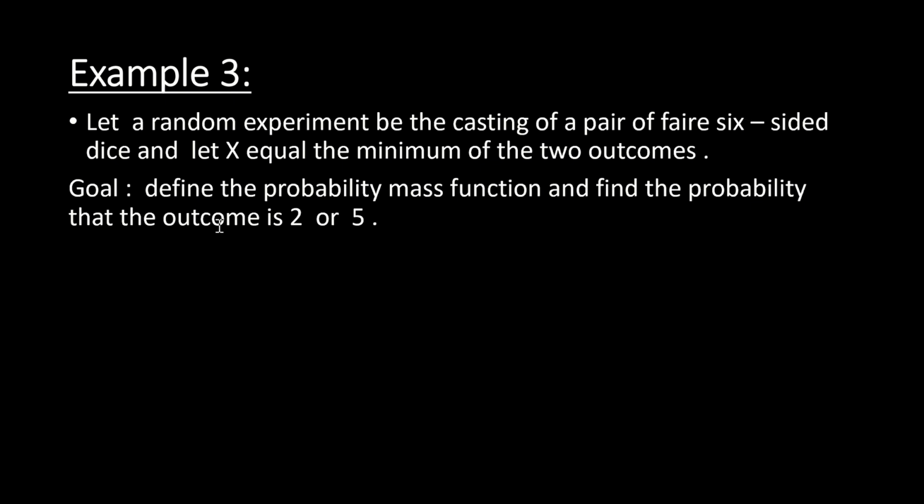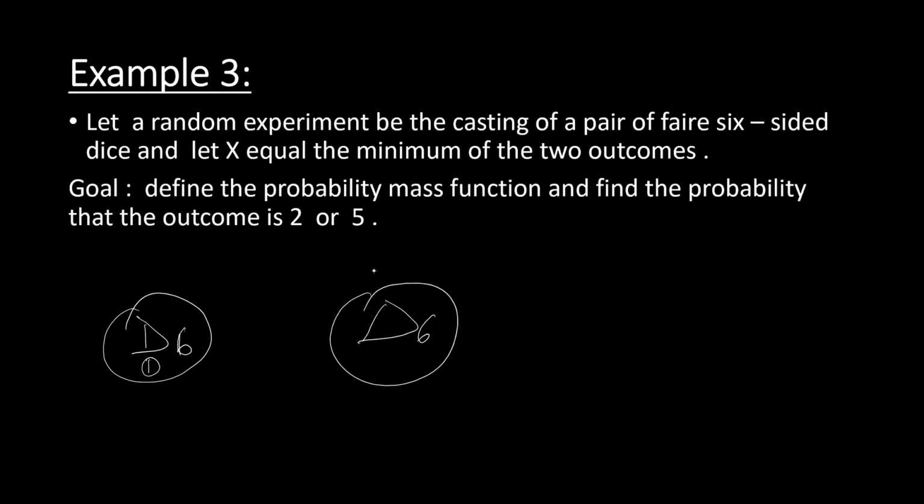So define the probability mass function and find the probability that the outcome is 2 or 5. So before we start, look at what happened. We have two dice. If I call this die 1, and there are 6-sided dice, and die 2 also is a 6-sided die. So we throw 2 dice, but our variable of interest x is the minimum, so we want the minimum of the 2 outcomes, right?